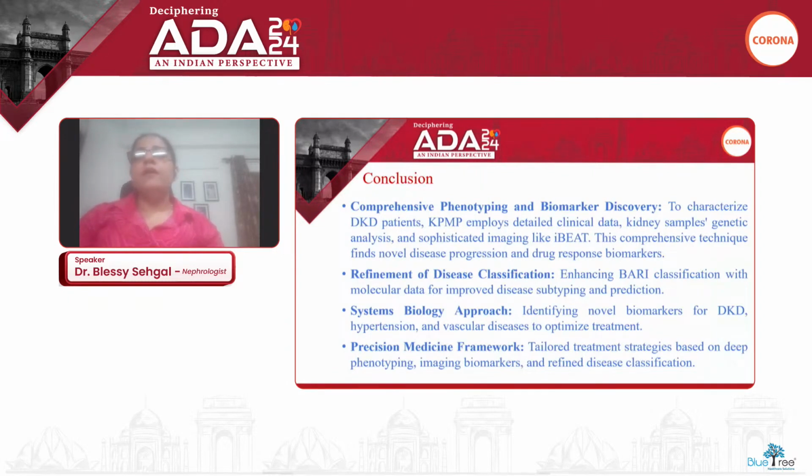So in conclusion, in all the patients who are diabetic and have CKD, we have to look out for other causes in addition to diabetic kidney disease. So comprehensive phenotyping and biomarker discovery is important. We have to refine our disease classification so that we can treat the patients properly. A systemic biological approach to identify newer biomarkers to differentiate between diabetic kidney disease, hypertensive kidney disease, and other causes of kidney disease is required. And a precision medicine framework is needed to identify new biomarkers so that patients can be treated properly. Thank you.